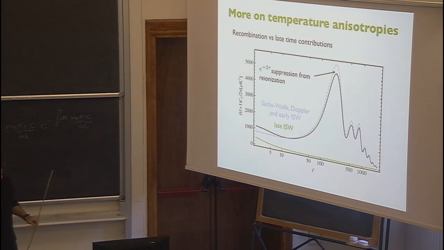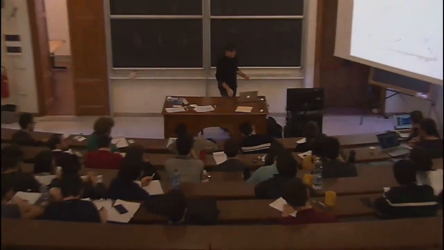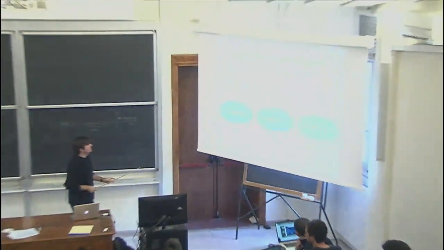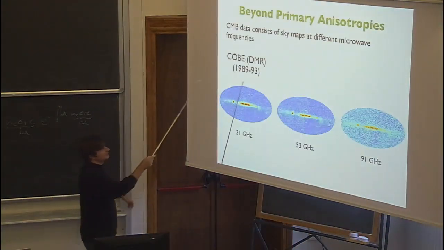So that's all I wanted to say about the primary anisotropies. So hopefully you have some idea of what the ingredients are for the spectra. But are there any questions about these parts? Okay, if not, then I wanted to say a few words about things beyond the primary anisotropies.